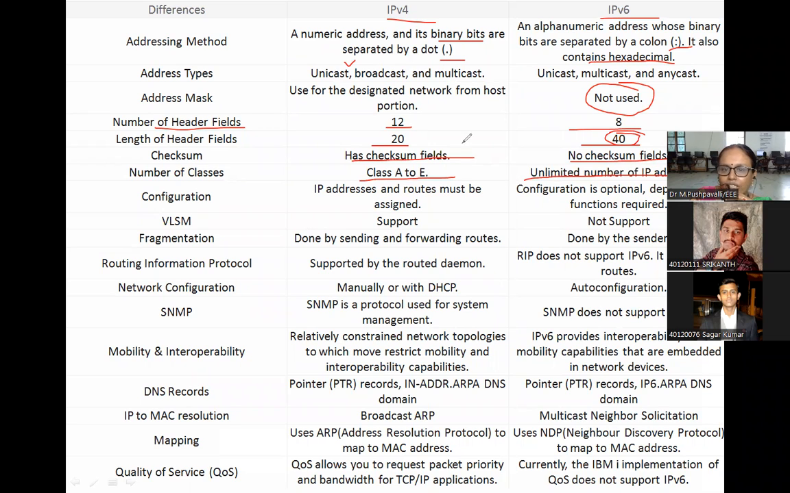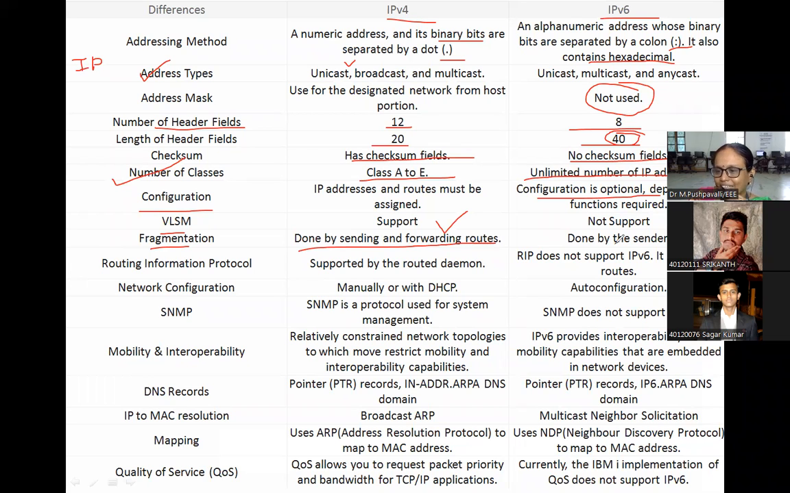So while we are talking about IPv4, you are supposed to explain the IPv4 header, and then you have to explain the address types, and you have to explain the number of classes. All this will support that. Okay, VLSM that we have seen, configuration is also there. IP addresses and routers must be assigned, and here configuration is optional only. Then VLSM that we have seen, variable length subnetting, is definitely needed in IPv4, but it is not needed in IPv6.